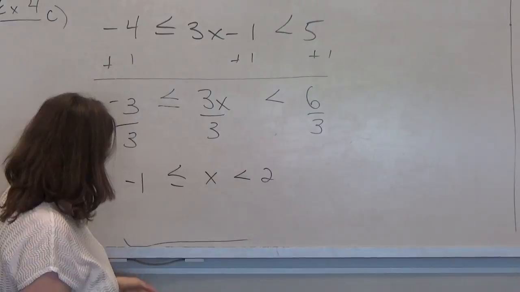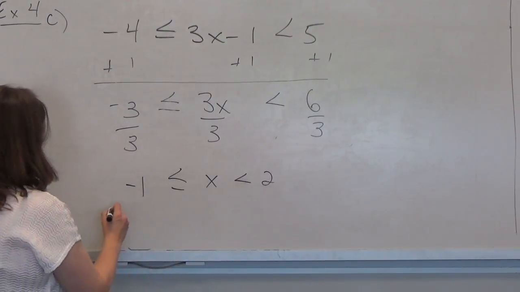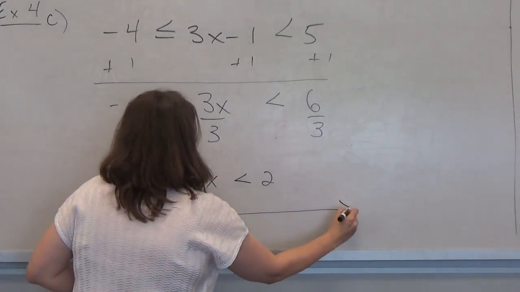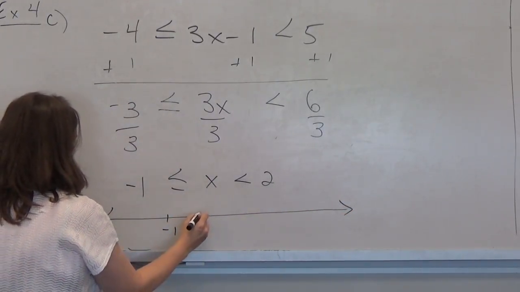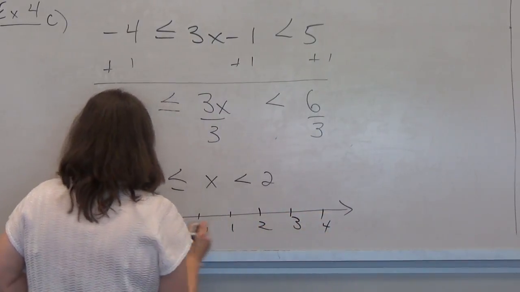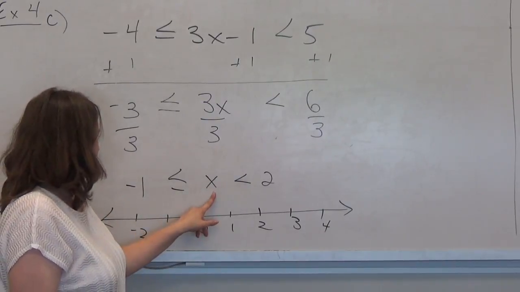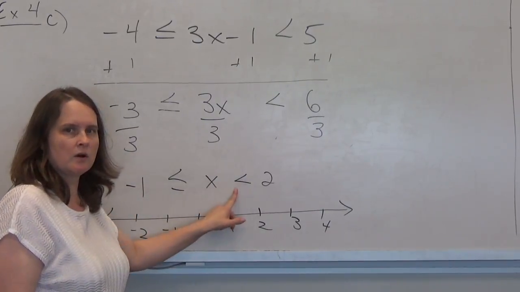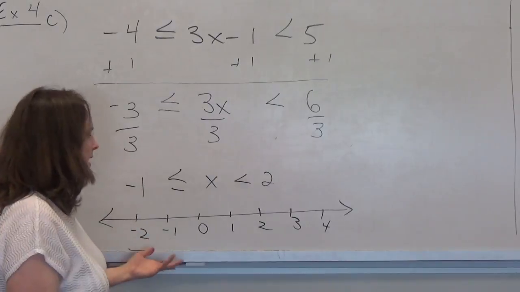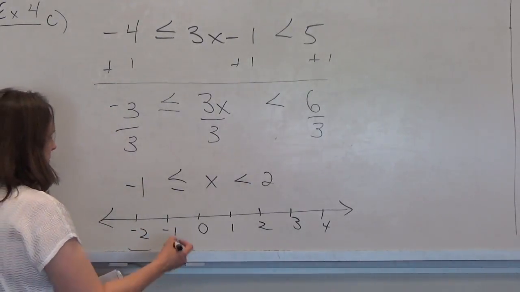Let's talk about what the graph of this is going to look like. My inequality is indicating that x is between the values negative 1 and positive 2. The graph will reflect the same thing. I need to shade everything between negative 1 and positive 2.